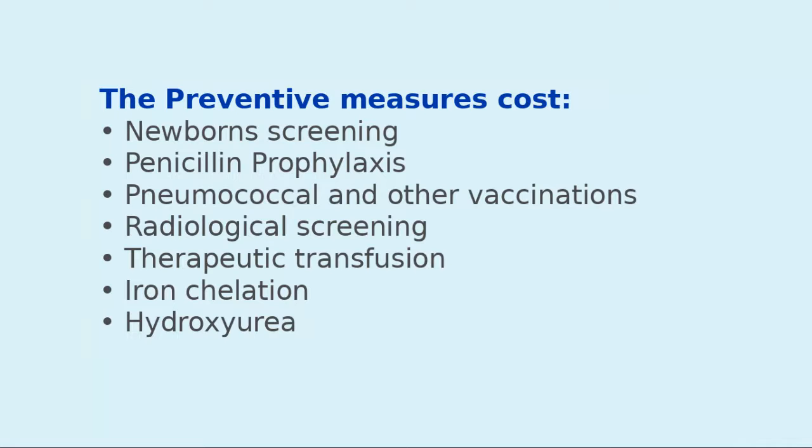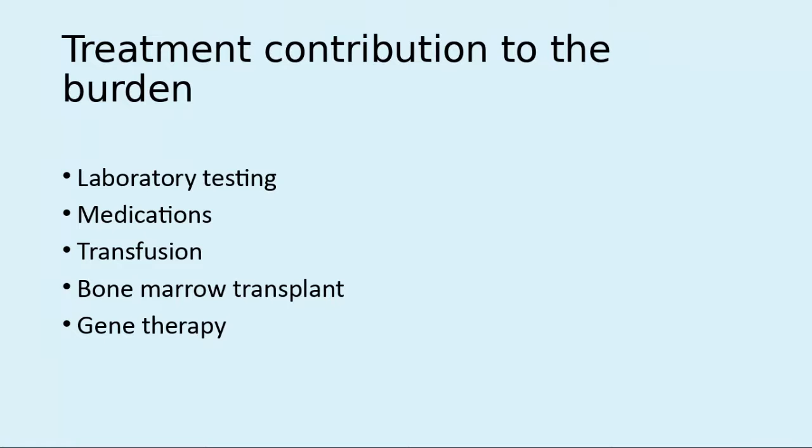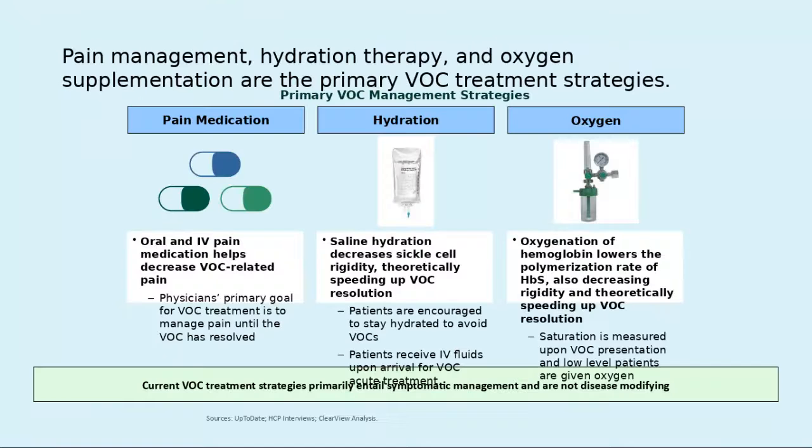The preventive measure cost is an additional cost, and it's part of the cost of treating. It includes newborn screening, penicillin prophylaxis, pneumococcal vaccines and other vaccinations, radiological screening, therapeutic transfusion, and iron chelation and hydroxyurea treatment. Those are additional costs to the treatment, and the treatment contribution to the burden is laboratory testing, medication, transfusion, bone marrow transplant, and gene therapy when it's available.